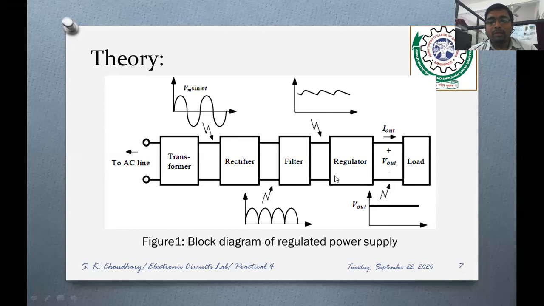Then the output of the filter is given to the regulator. Here we are using an adjustable voltage regulator IC LM317, and the output of the regulator would finally be a DC output voltage. Okay, and at the output of the regulator you can connect the load. This could be a resistive load or a capacitive load you can connect.